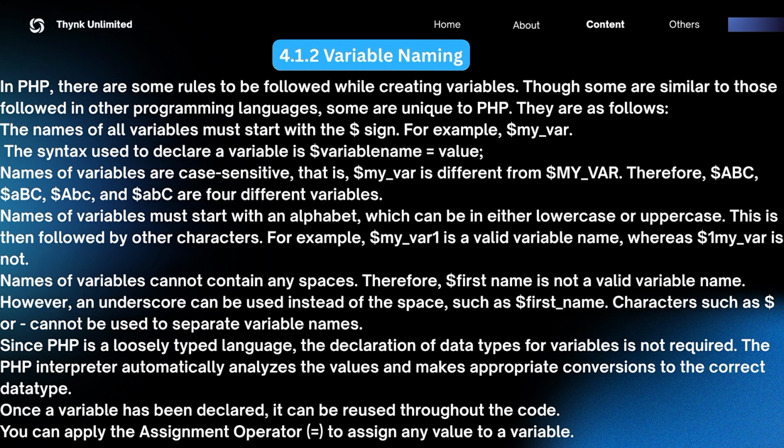PHP variable naming follows a clear set of rules. They must begin with a $ sign, be case-sensitive, start with a letter or underscore, contain no spaces or special characters, and can be used dynamically without explicit data type declarations. Following these rules ensures that your code runs smoothly and avoids naming conflicts or syntax errors.